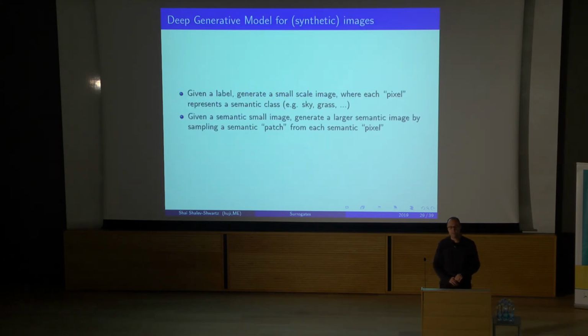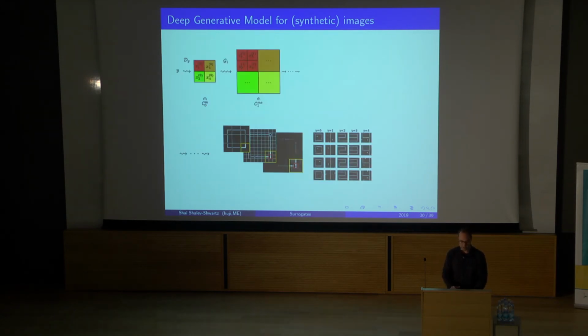The first one is a deep generative model for synthetic images, where we generate images starting with a label. We generate a small-scale image where each pixel represents a semantic class. For example, we put some sky, some grass, and stuff like that. Then we build more images in a hierarchical manner, where each time we take one semantic pixel and we construct out of it a new semantic patch. Again, it is semantic, but it captures more fine details of the distribution. So here is an illustration. We start with just, say, 3 types of semantic pixels, which are corners or straight lines. Then we generate more and more fine details, and at the end we can generate some synthetic images of digits.